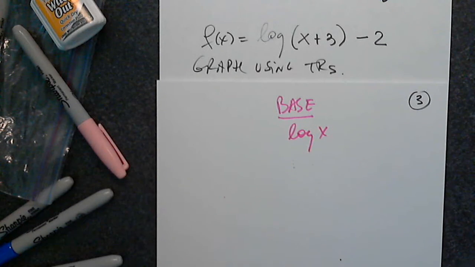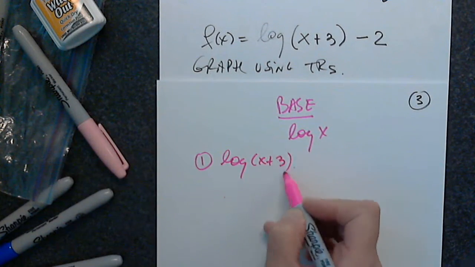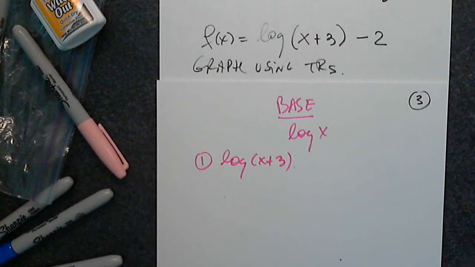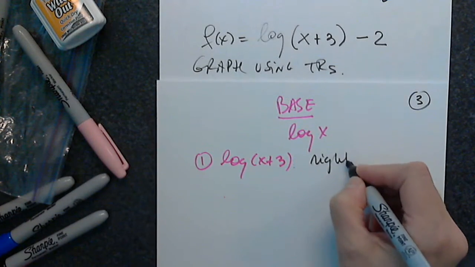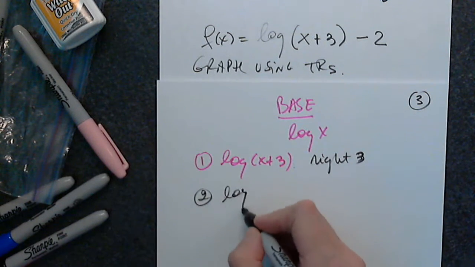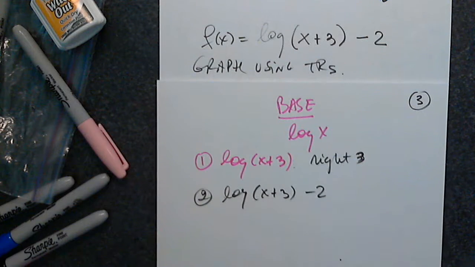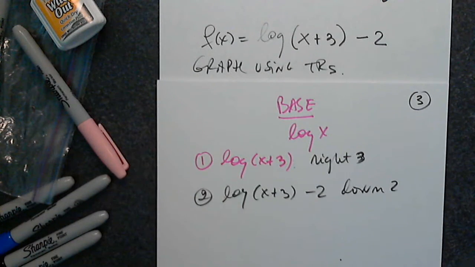Perfect. So what is the first transformation on log x? Yes, awesome. What does that do, and what transformation is it? Excellent. How many? Excellent. Right. Okay. Number 2 is a transformation on number 1. Log of x plus 3 minus 2. What does 2 do to 1? Excellent. Downshift of 2. Excellent.